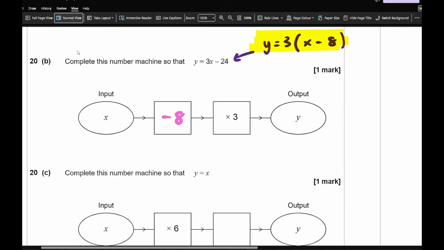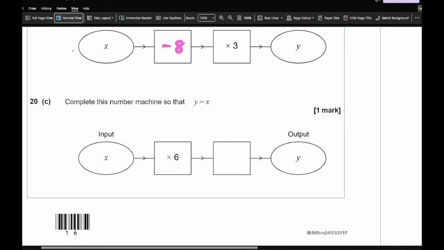It then says complete the number machine so that y equals x. Well, what we want to do is, in this step here, do the opposite of what's in this block here. So the opposite of multiplying by 6 is to divide by 6.